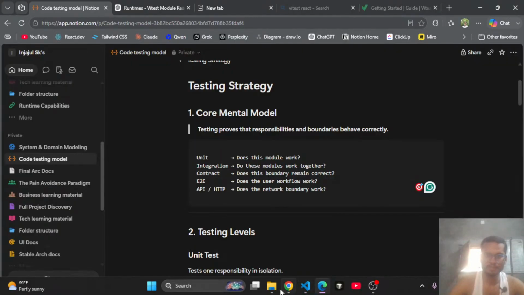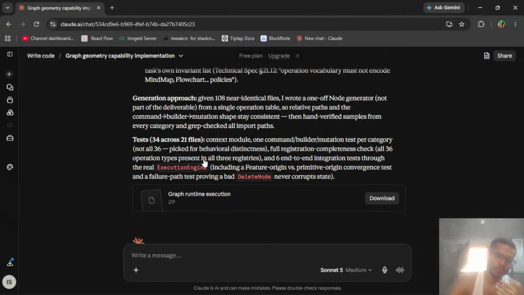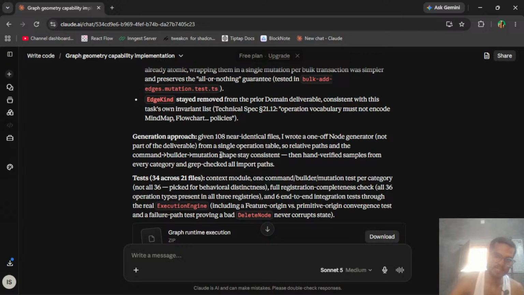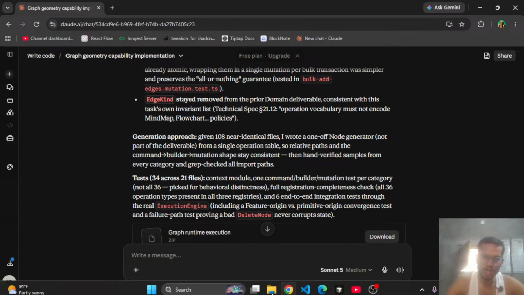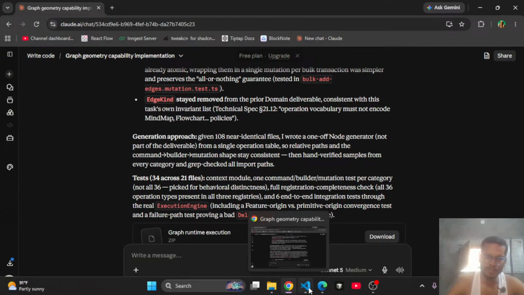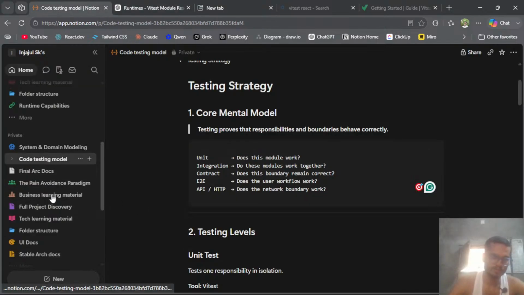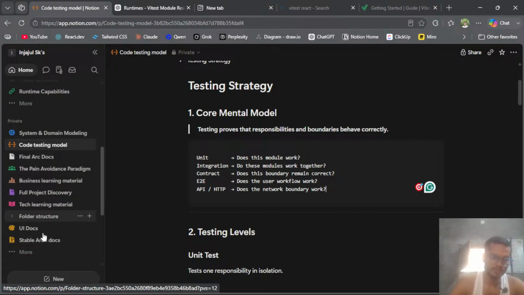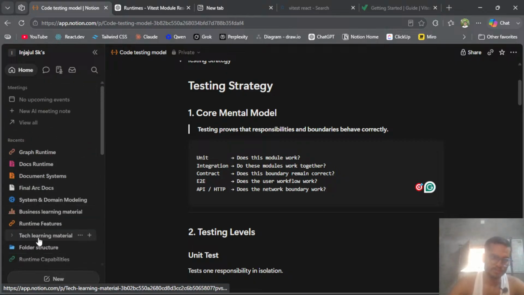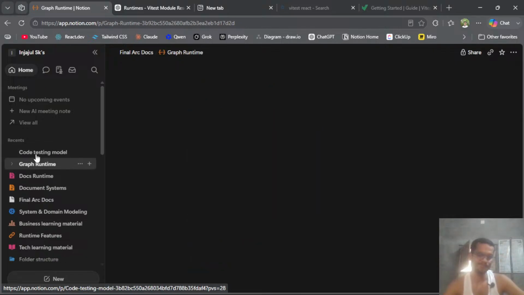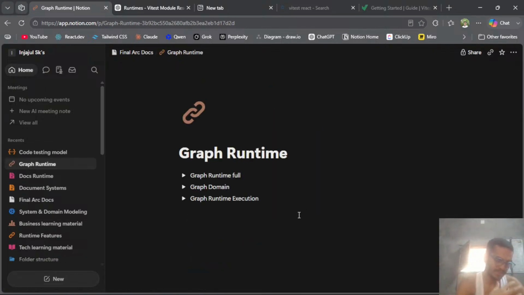If you look at this, Claude generated almost 108 files at once. Everything is correct. Why? If you look at the way I provide the context, you will be blown away, definitely. And I follow a lot of things. This is my runtime, the graph runtime. This is a secret that nobody shares. I'm just sharing because I have faced these problems. I hope you don't have the same issue.